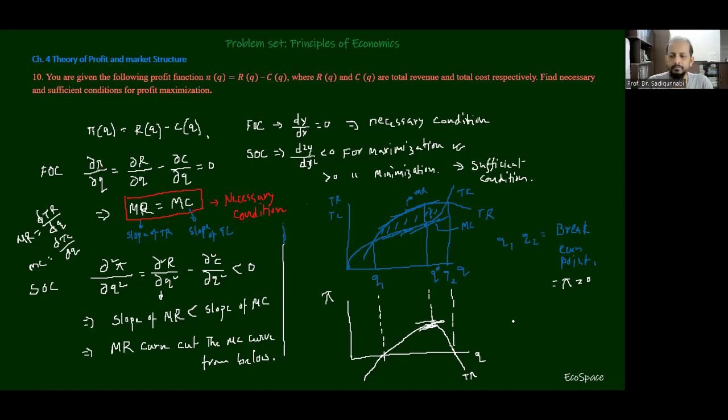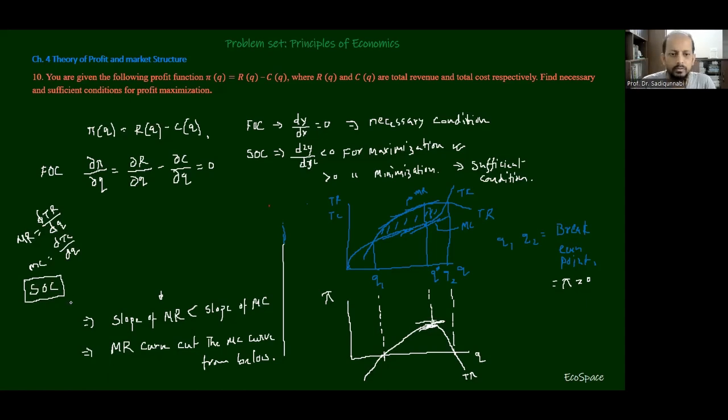Now, how can we visualize the second order condition? That means the MR curve should cut the MC curve from below. Let us visualize this. To visualize the second order condition, that means the sufficient condition, we can draw the MC curve and the MR curve. So we know that our MC curve looks like this. This is our MC curve.